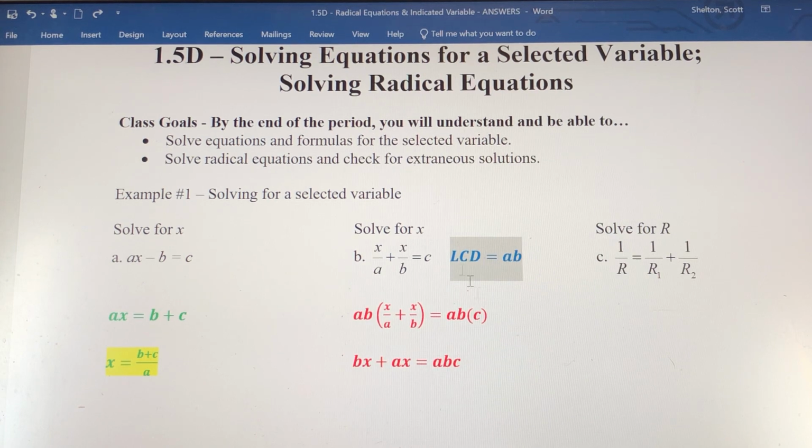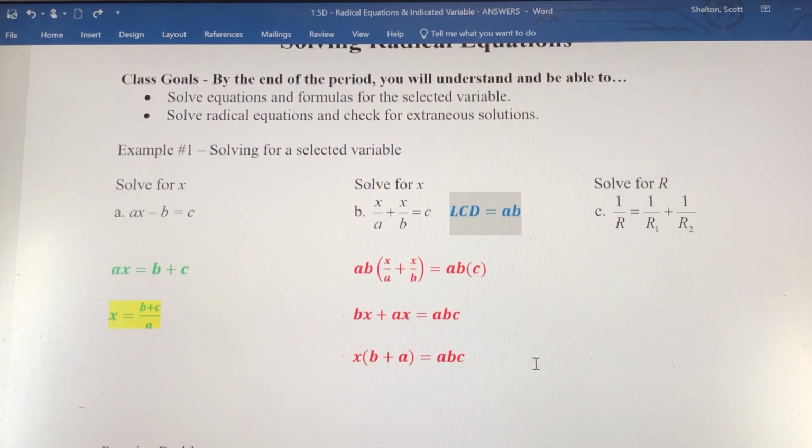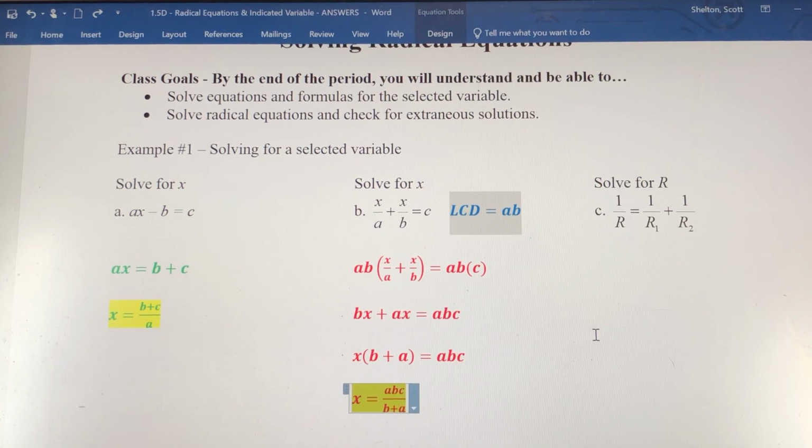So now, I'm solving for X. You've recently gone over factoring. Notice on the left side here, we've got a GCF of X. So I'm going to take out that X. It leaves me with the sum of B plus A. And the right side hasn't changed any. So I'm closer to getting X by itself. All right, so now I just want to divide by this sum, B plus A. And my final answer is going to be X equals ABC divided by B plus A.